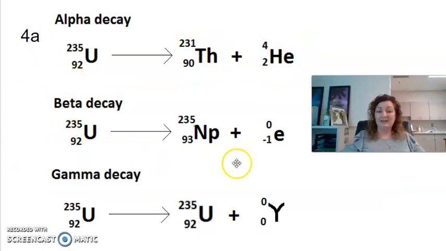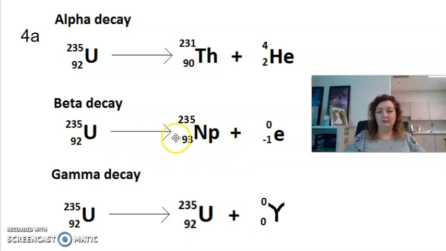You're doing the exact same equation, and instead of doing the alpha particle, you're now going to write a beta particle, 0, -1, and E just standing for electron. You could write the fancy B for beta if you wanted to. It means the same thing, okay? You're going to do the math the same way. So 235 minus 0 equals 235. 92 minus -1 equals 93. So remember, when you minus a negative, it's just like adding a positive.